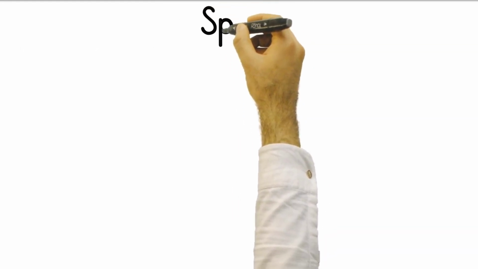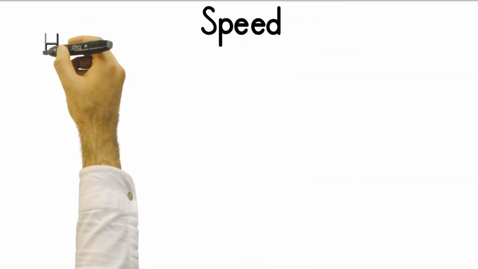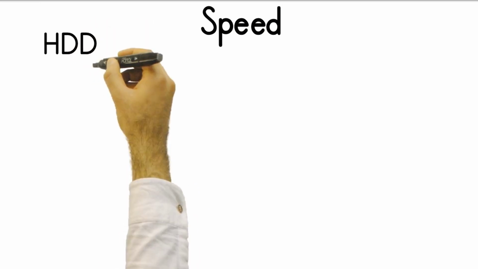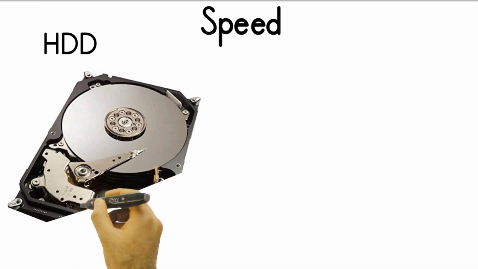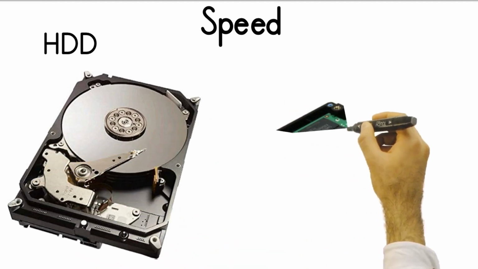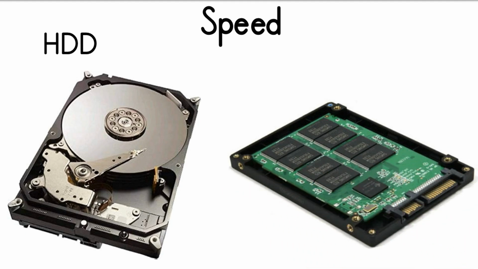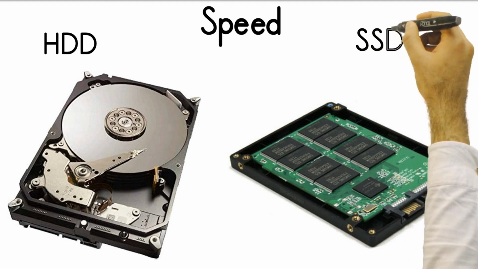Speed, HDD. Slower read and write speeds due to the mechanical nature of the drive. The speed is usually measured in RPM, revolutions per minute, with common speeds being 5400 RPM or 7200 RPM. HDDs take longer to boot the system, open applications, and transfer files compared to SSDs.